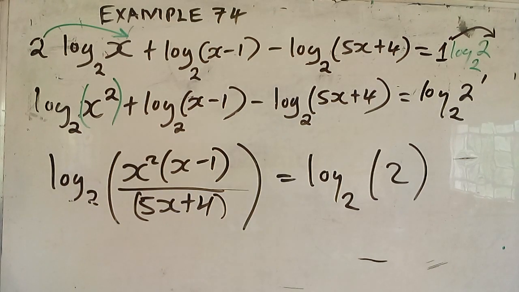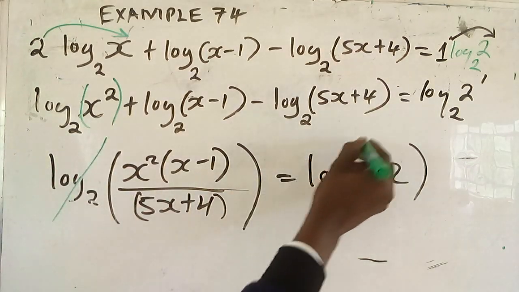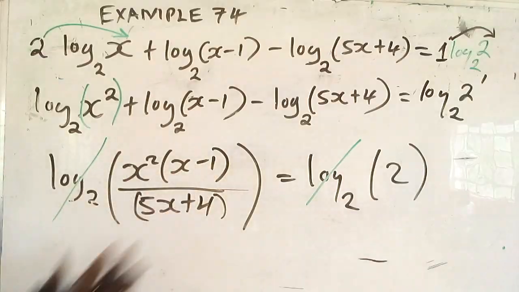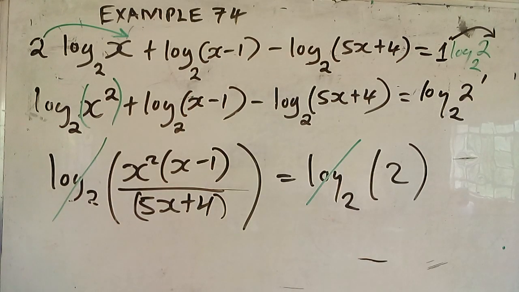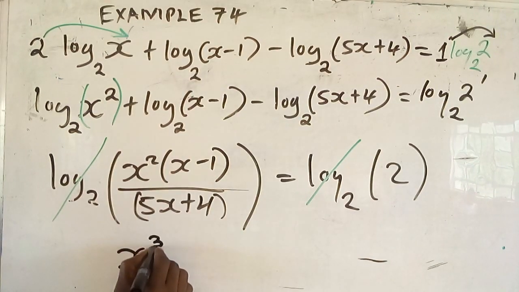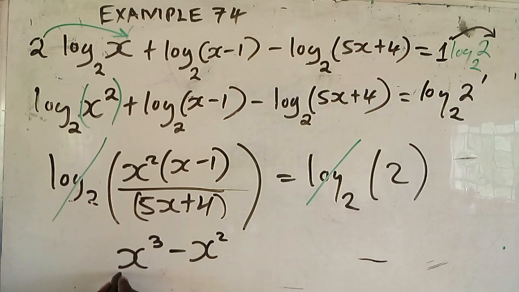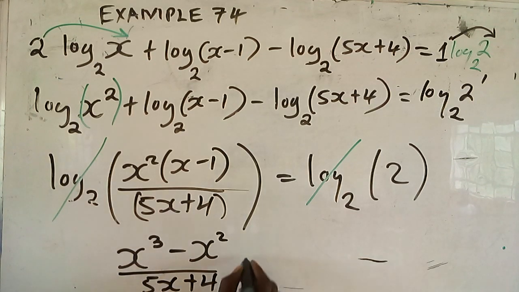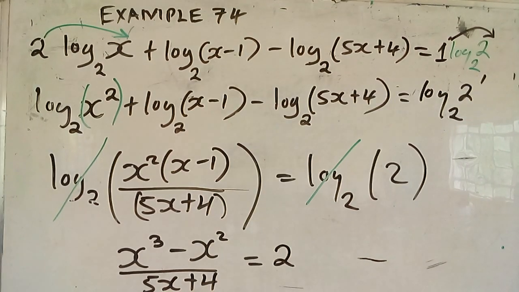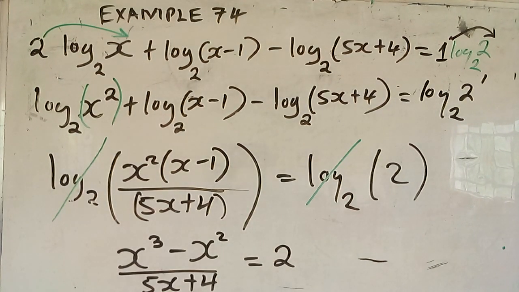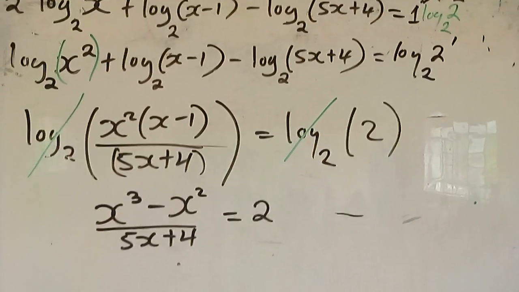Isn't it? When it is a single term on either side of the equation, what do we do? You ignore the logs. So if you ignore the logs on either side of the equation, what do you remain with here? x times x, you get x cubed. Then x squared times x, you get x cubed. x squared times 1, you get minus x squared, over 5x plus 4, to be equal to 2. The other side of the equation, you remain with 2.